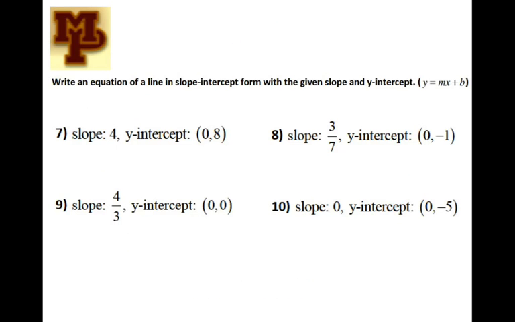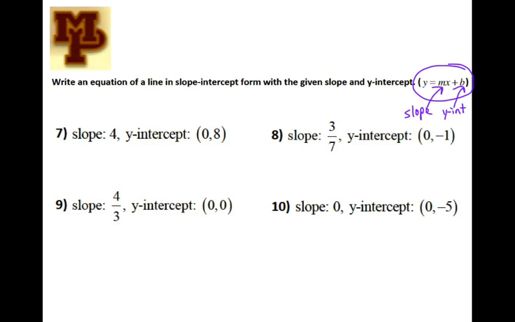Alright. These ones are the ones where you're just plugging them in to the slope-intercept form. So we just plug in 2 numbers that are given. So m is the slope and b is the y-intercept. Slope, y-intercept.